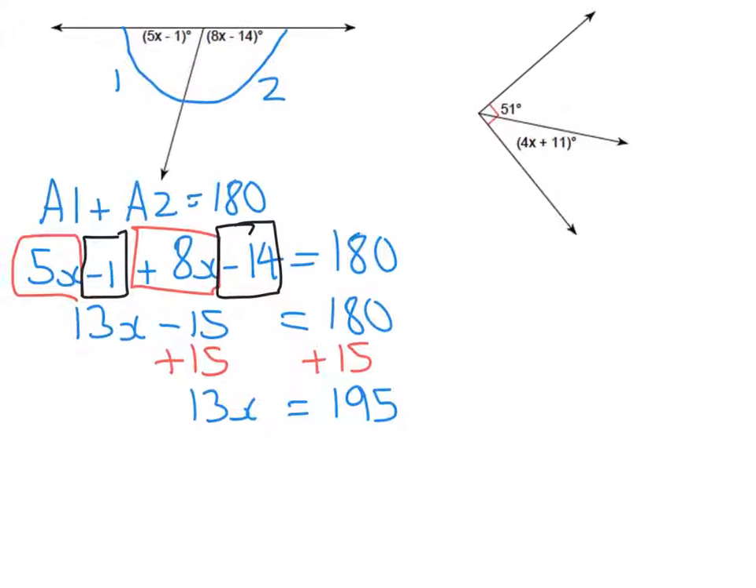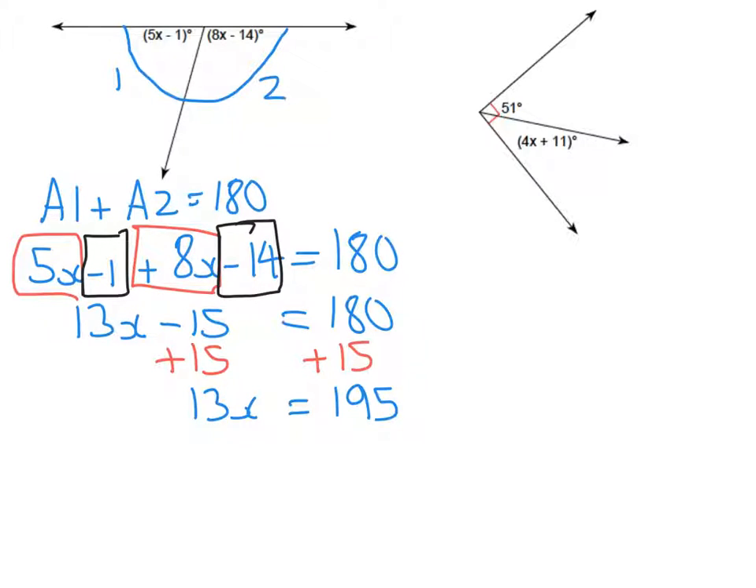Let's push that up a little bit there. Then the next stage, once we've got the letter terms on one side, number terms the other, is to divide by the number in front of the letter. And if we do that, we're going to get x equals 15. So there you go, that's the first one.